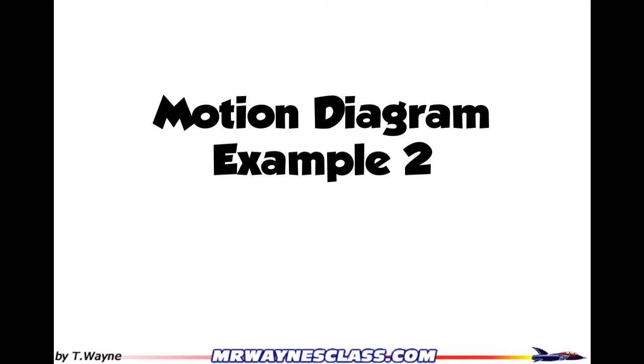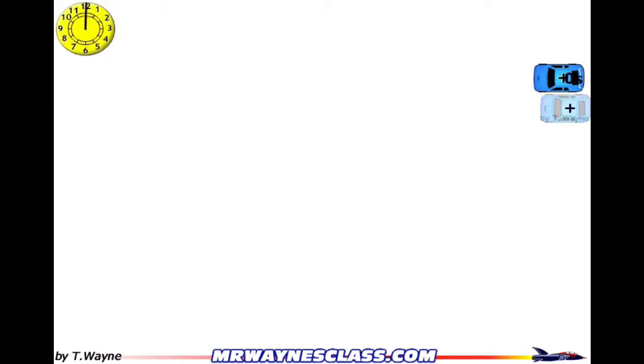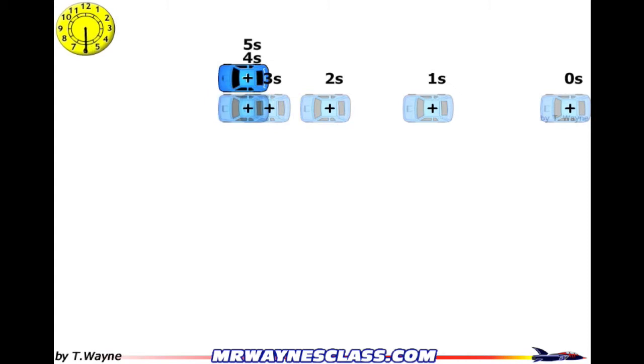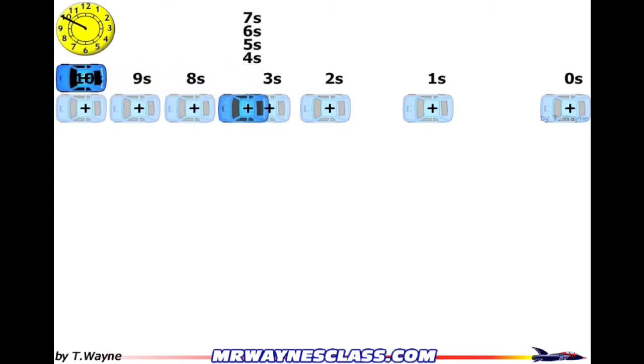This is how to draw a motion diagram for my second example. I've got a car going across the screen from right to left, and I'll make several images every tick of time that passes. So now I can see the motion as it goes across the screen.